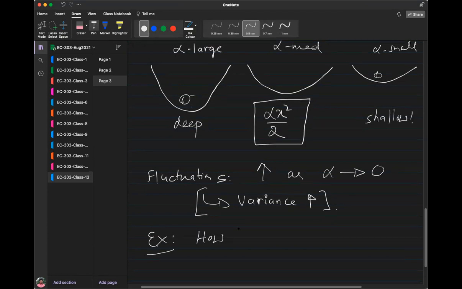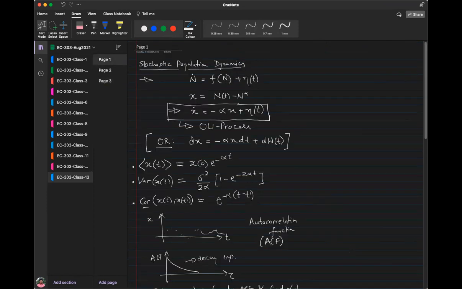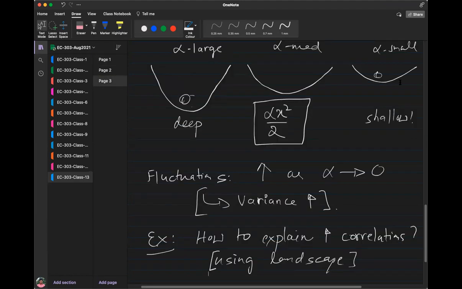Okay, I will leave it as an exercise for you to think how to explain increased correlations. Can you use this landscape picture to argue how to explain increased correlations? That we were able to argue by this formula, right? As alpha goes to 0, the e to the power minus alpha term will increase. But can you arrive at the same conclusion by looking at this intuitive picture? Okay, so I'll leave it as an exercise.